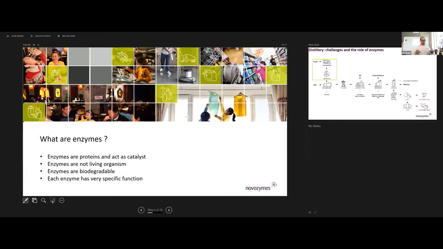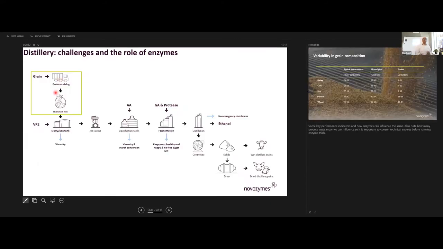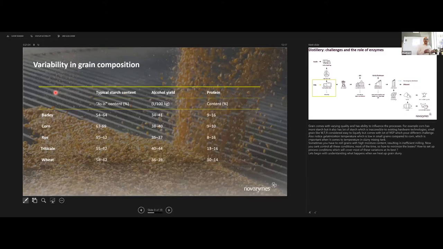So let's jump into our first topic, that it all started with grain, right? The grains come in various compositions. And what I mean by that is, here are the typical grains. For example, many are using barley. As I told you before, malt is also a good source of enzyme, and barley is used for organoleptic properties as well as for a source of enzyme.